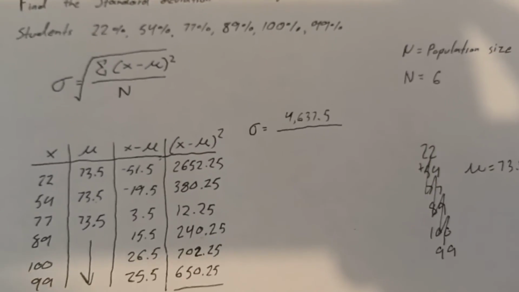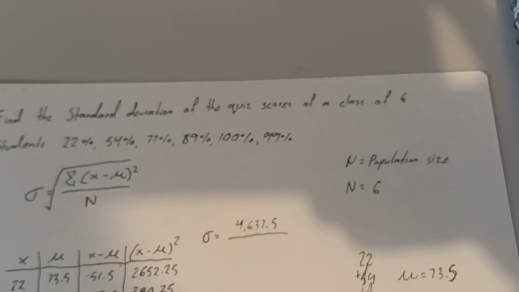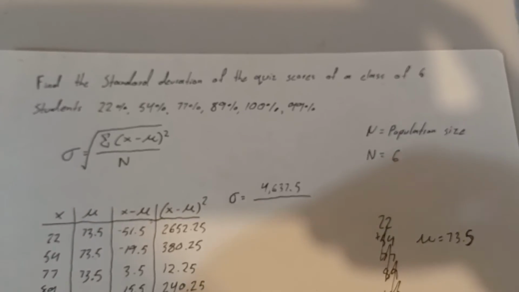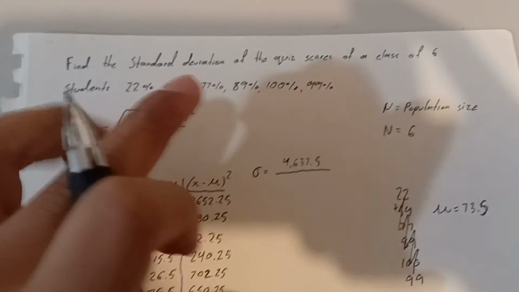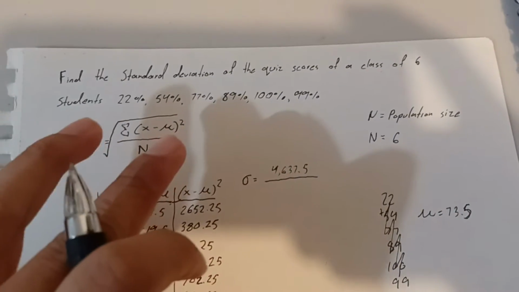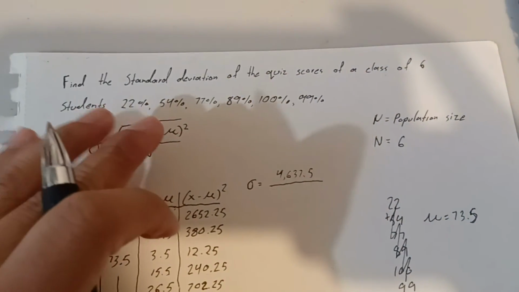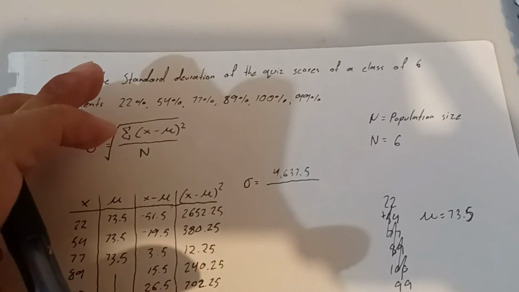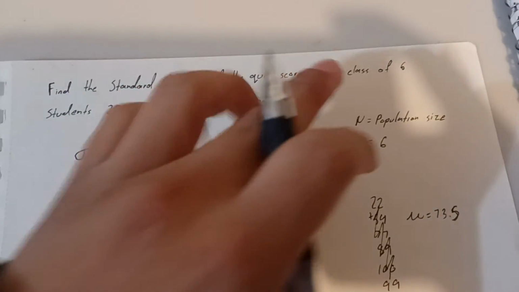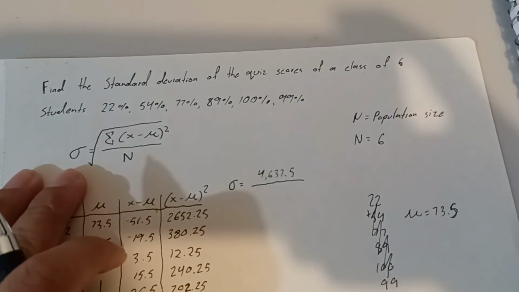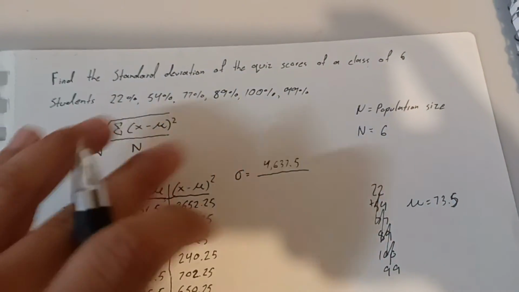What is our population size? Remember, our population size is a class of 6 students, so our population is 6. We are talking about the population because this is not a sample. These are the results of all of the 6 students in the class. A sample would be like, let's say, only 2 of these. But this is a population, because there's only 6 students in this class. So n is going to equal 6.